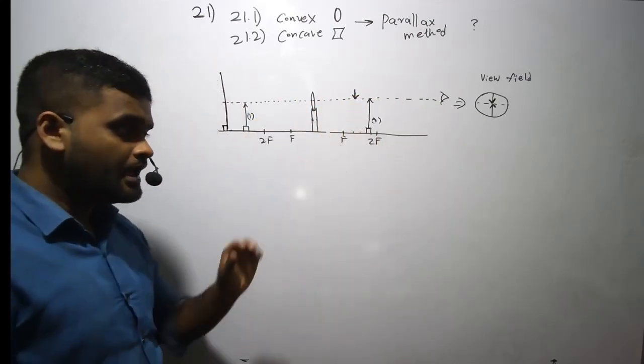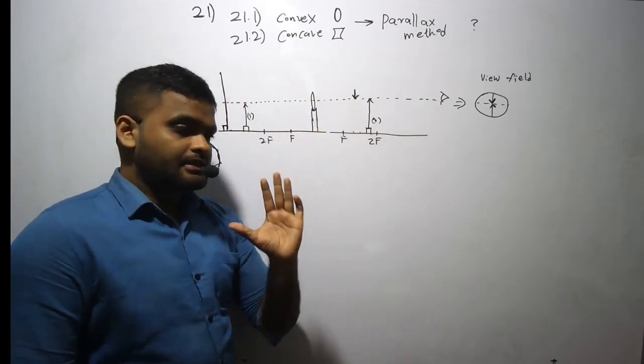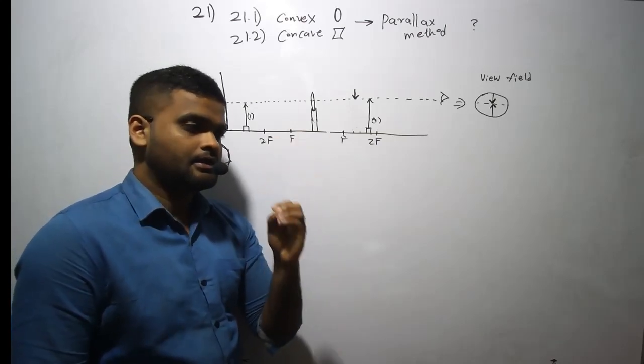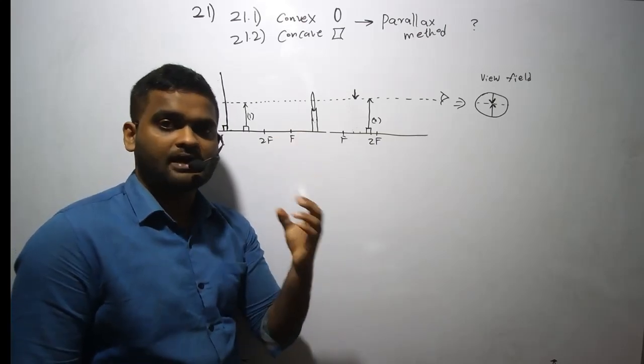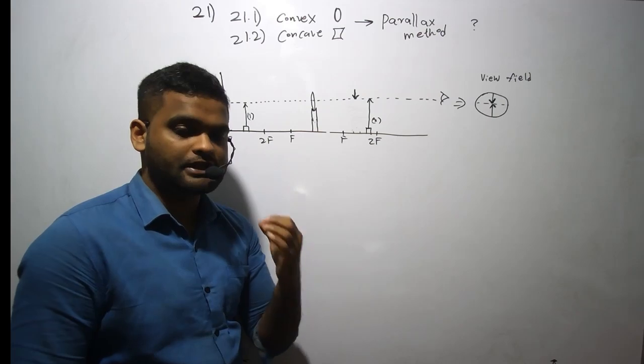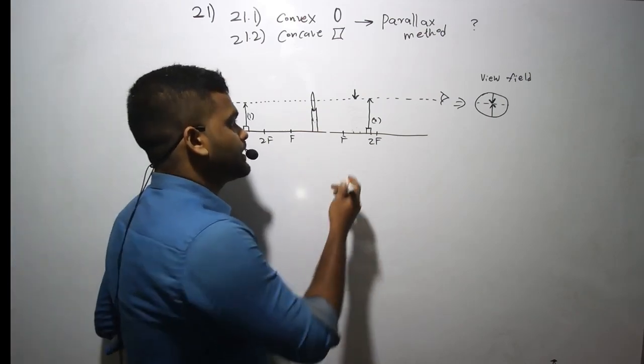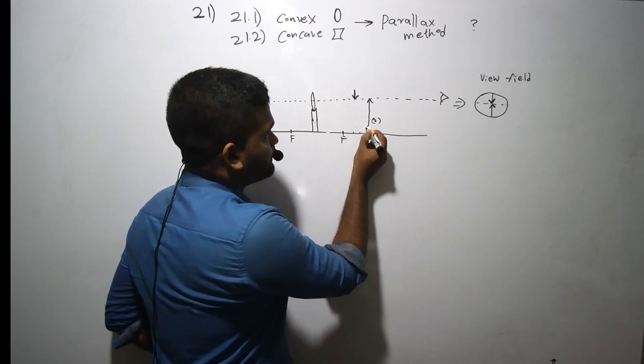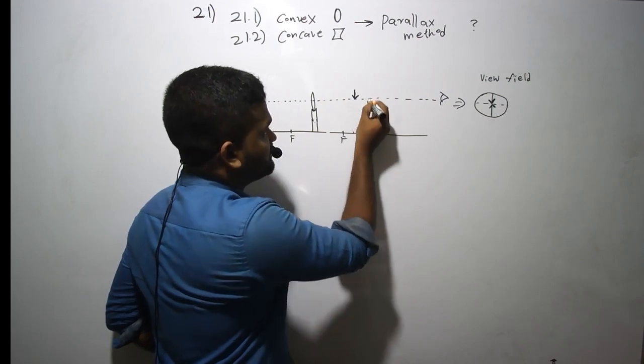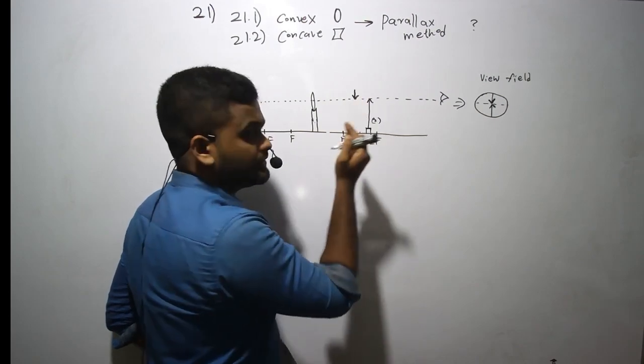Okay, that's it. Then let's see how to use the no parallax method. How to use the no parallax method. Right. Let's say you place this observing pin here. So it is in front of the image.